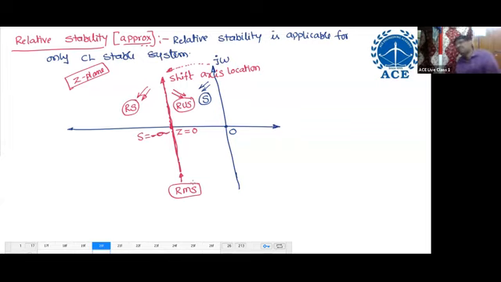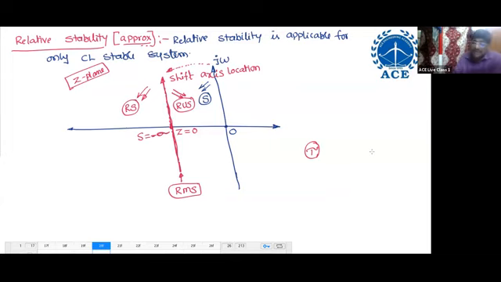We shift s equal to minus sigma, z equal to 0, and check the relative stability. But what is the advantage of doing all these things? The main objective of relative stability is to find the system time constant. To check whether the system time constant is less than, greater than, or equal to a certain value, you have to go for the relative stability concept.